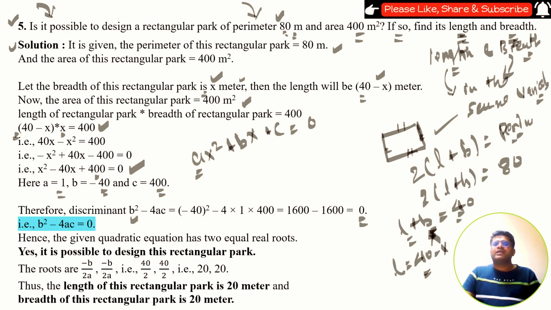If discriminant is equal to 0, what will be the conclusion? It means this quadratic equation has two equal real roots. Hence the given quadratic equation has two equal real roots. Then what do you say? Yes, it is possible to design this rectangular park. Now the value of x, what is the value of x? This is equal to minus b by 2a, which is 40 by 2, and this is coming 20. It means length of rectangular park is 20 meter and breadth of rectangular park will also be 20 meter.